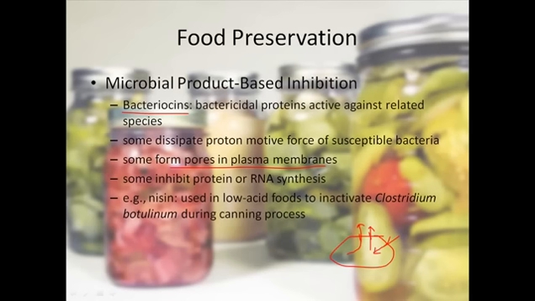Okay, the example is nisin, which is used in low acid food to inactivate Clostridium botulinum during the canning process. Clostridium botulinum is a really dangerous bacterium which releases a toxin called botulinum toxin. This is a potent neurotoxin, so a very small dose of this toxin can kill a whole person. It's a really devastating toxin which will paralyze our nervous system in minutes.